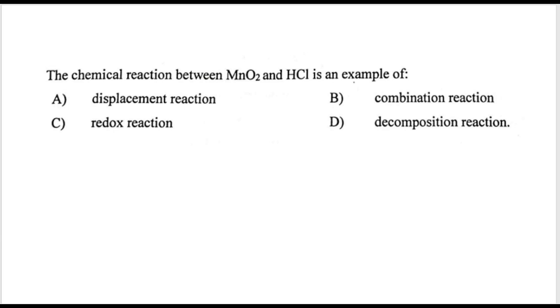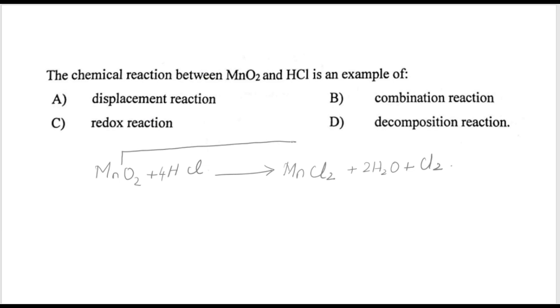Chemical reaction between manganese oxide and HCl is an example of. So you know that manganese oxide, when it reacts with hydrochloric acid, gives manganese chloride and water and chlorine. So here we know that manganese oxide is turning into manganese chloride. So here it is losing oxygen. So it is a reduction reaction. So manganese oxide is reduced to manganese chloride.